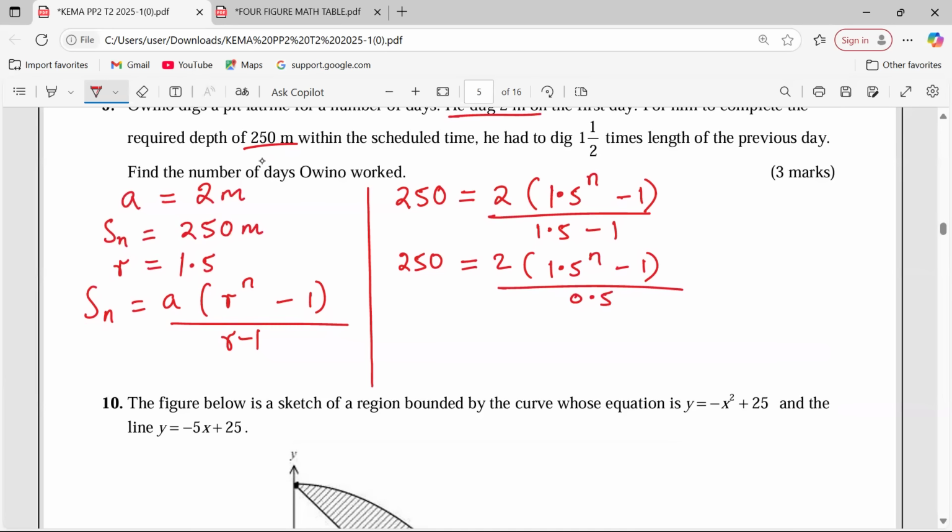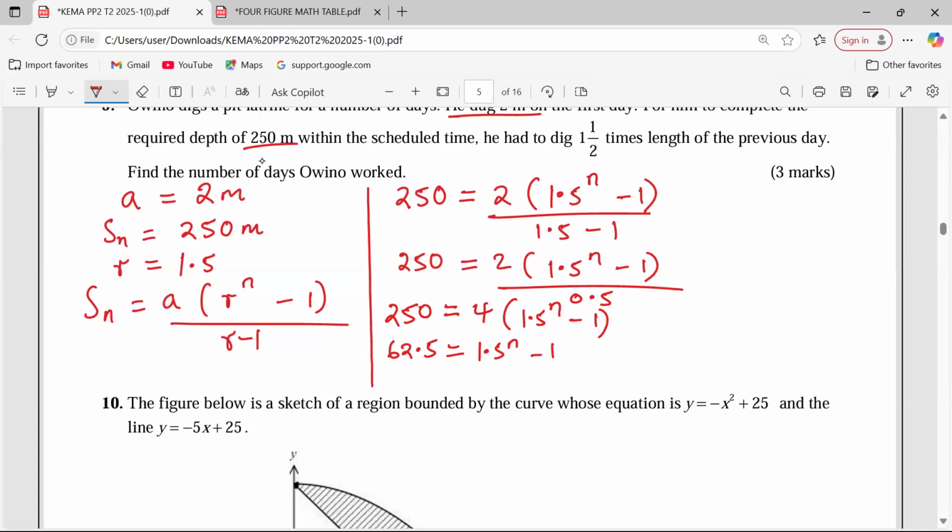So 2 divided by 0.5 is going to be 4. So we have 250 equals 4 into 1.5 power n minus 1. We can divide through by 4, 250 over 4. This gives us 62.5 equals 1.5 power n minus 1.